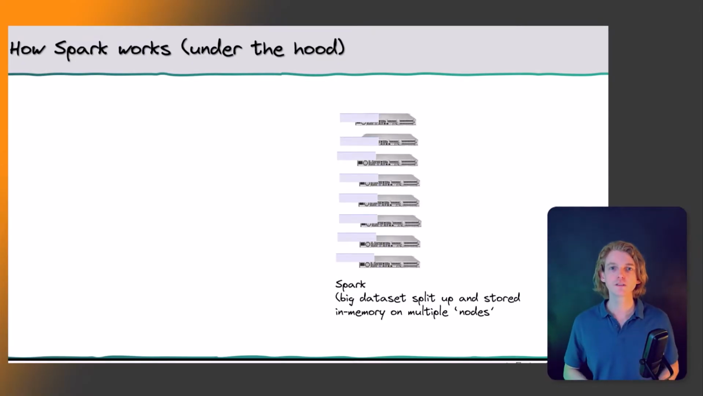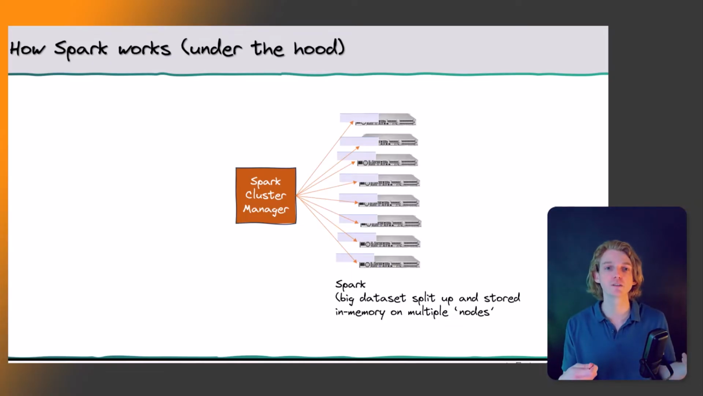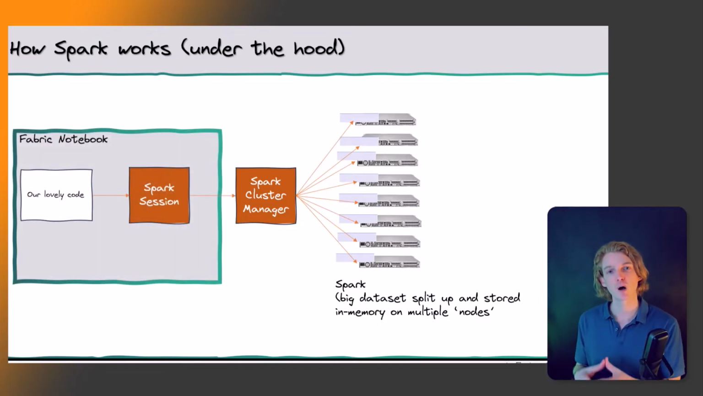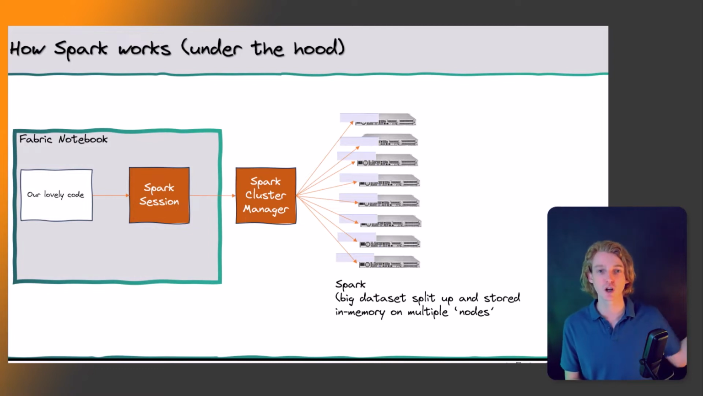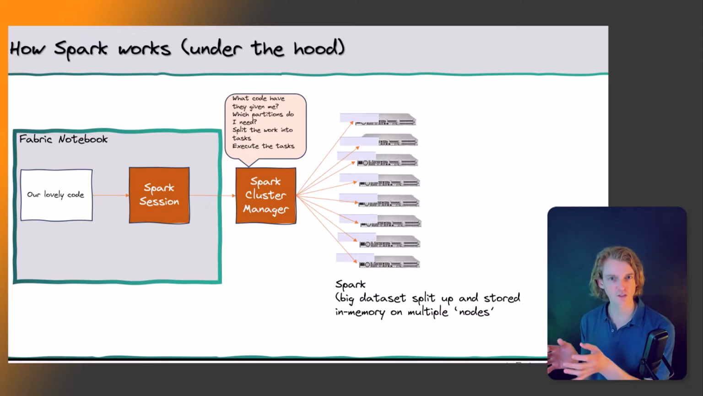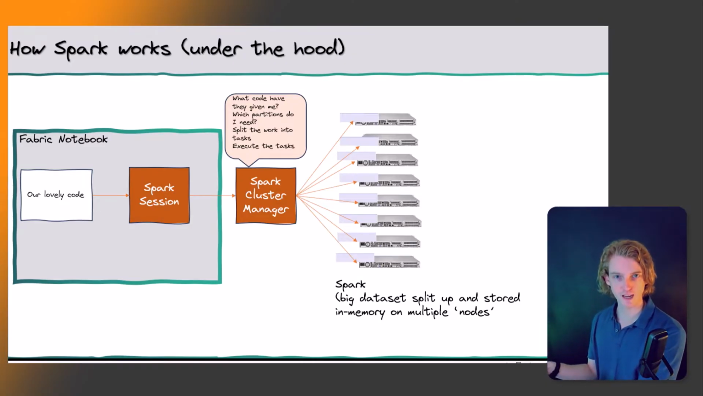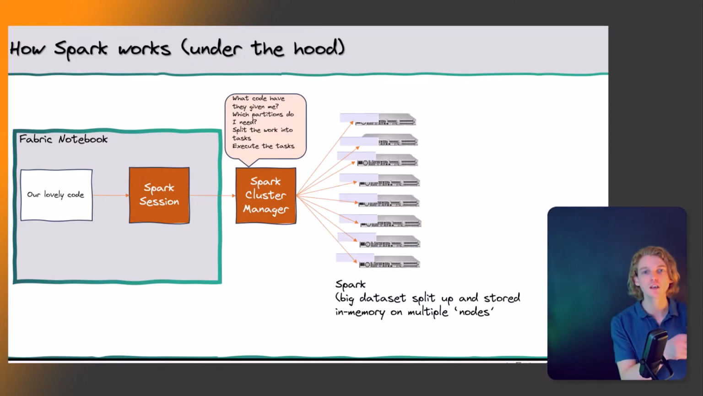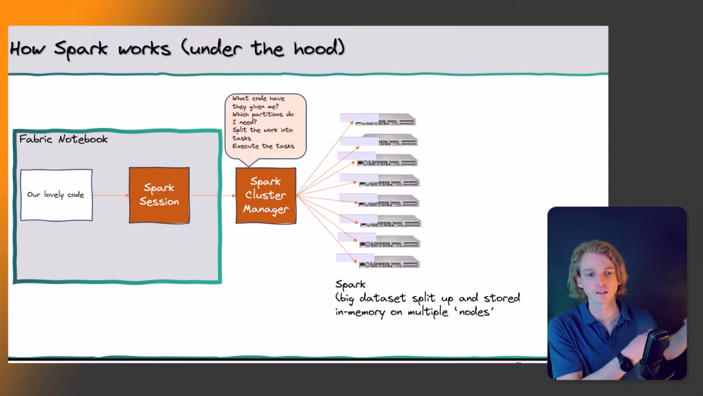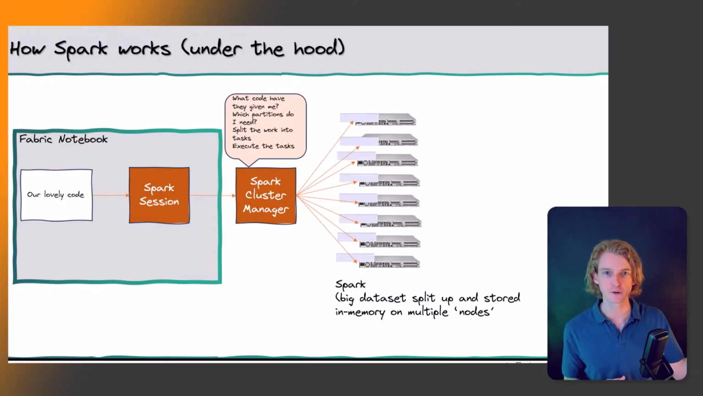So all of these distributed servers are managed by a cluster manager. And when we write code in Spark, the cluster manager and Spark under the hood analyze our code, look at what we want to do, and create a list of tasks. It says, okay, I need to perform this computation on these partitions of data. And then it returns the results back to us in our Fabric notebook in this example. And it says, here you go, here's your data frame.